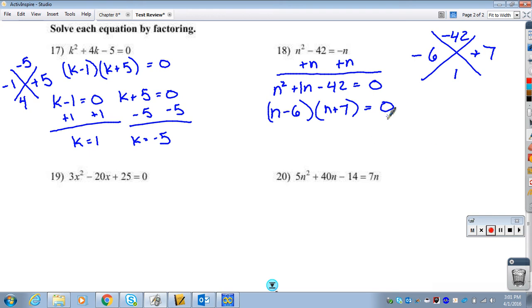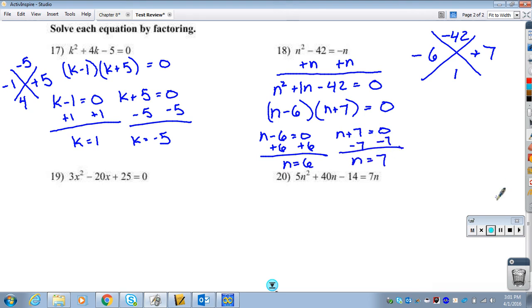Okay, so there's factored, and now to solve, I'm going to set each factor equal to 0 and solve the equation. So plus 6 here, n equals 6, subtract 7 there, n equals negative 7.